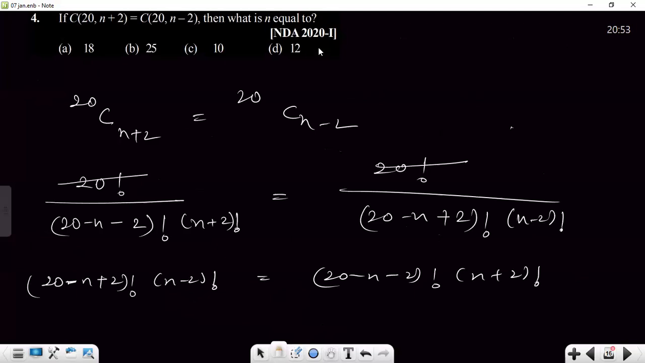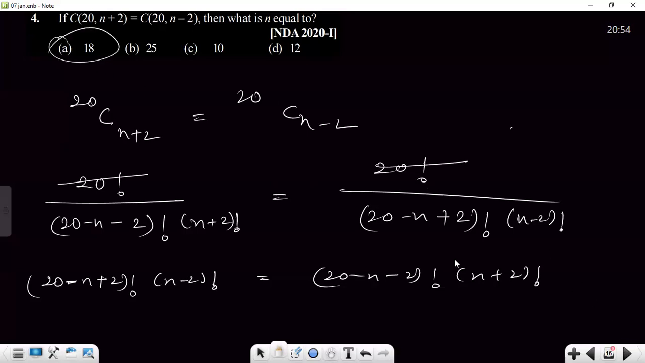So let's now start with which option. Can anyone tell me which option we should start from for hit and trial? Anyone? Which option should we start from? Does someone have any idea? Okay, so I'll have to start from A only.